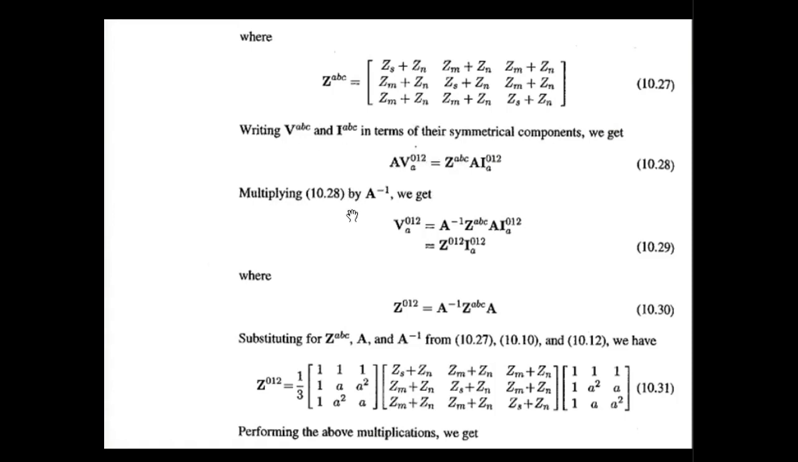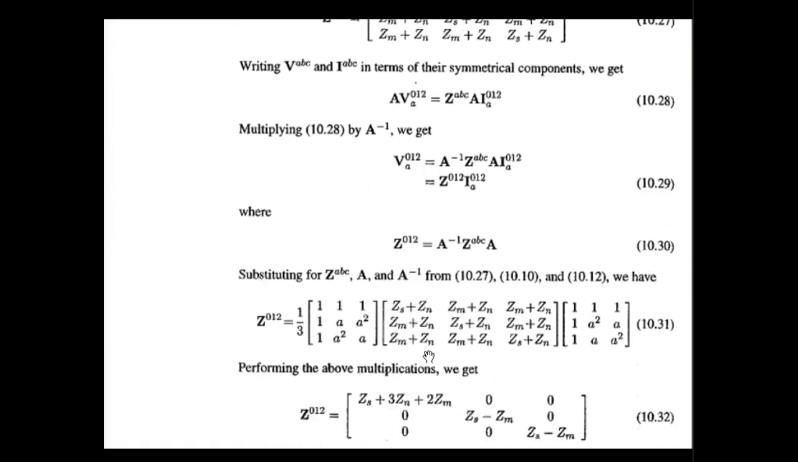This is the replacement. So the last part, that means the 012 part. We know A, we know the value of A inverse from the last class, as well as ZABC just now from the KVL matrix. The KVL matrix will form that ZABC. So when we put all these three, it will look something like this. After performing the multiplication for that matrix, you will get that result.